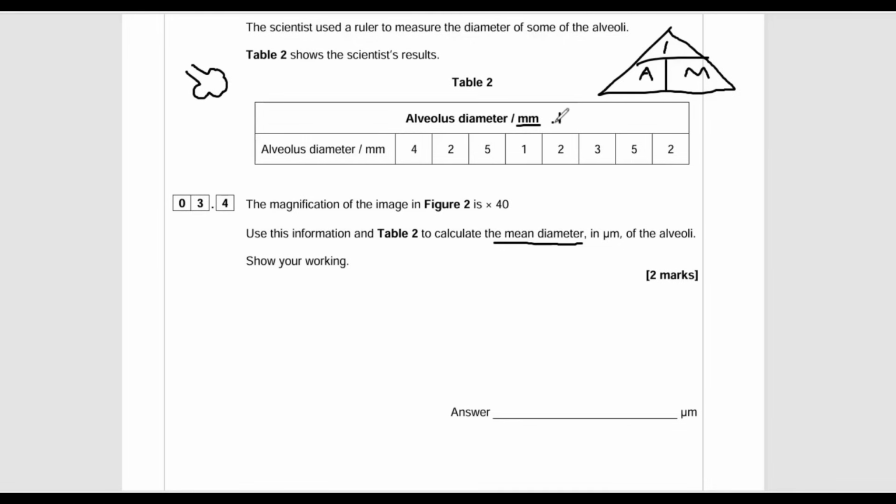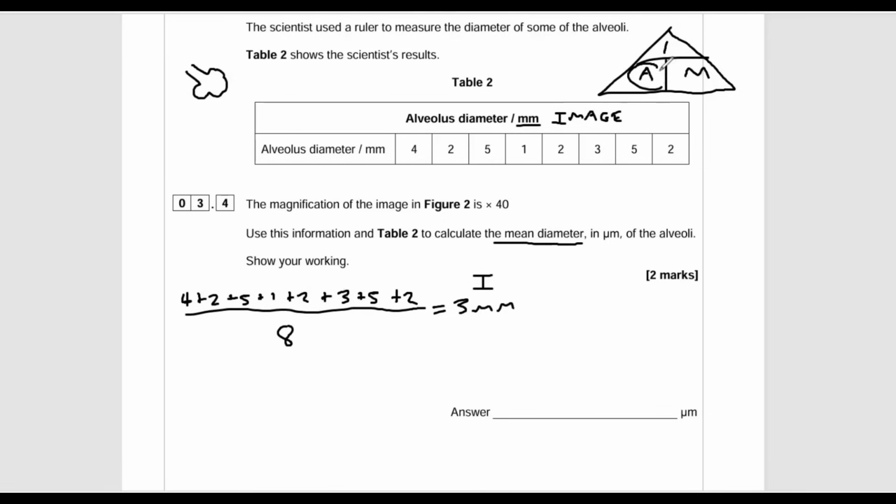So what you're doing here is calculating the mean image size. We're going to do that by going 4 plus 2 plus 5 plus 1 plus 2 plus 3 plus 5 plus 2, and then we're going to divide that by 8. And that comes to 3 millimeters. Now, we need at some point to convert our units so they're the same. So I can do it now, or I can do it once I've found out the actual size. So we're trying to discover the actual size.